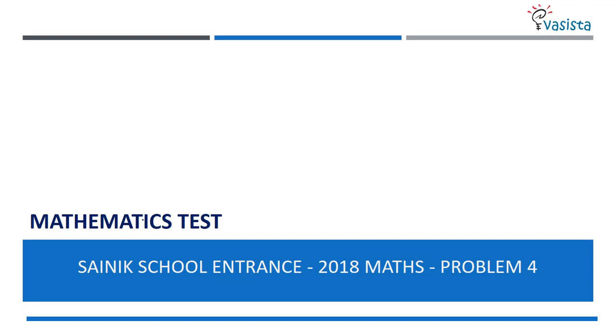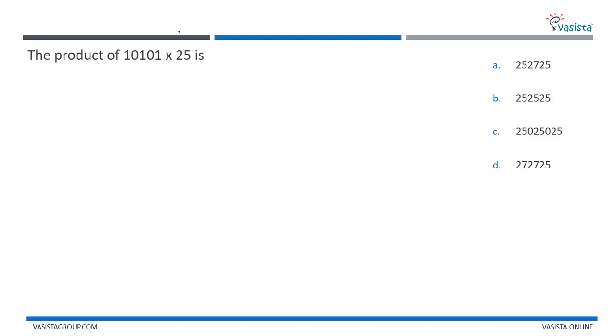Fine, let me start solving the fourth problem. The product of 10101 into 25 is given. It's a very simple multiplication problem. Let me multiply it.